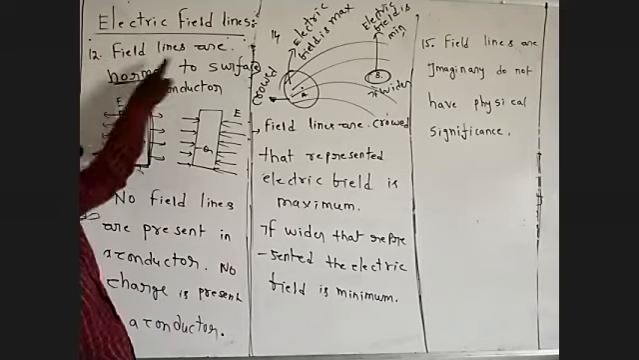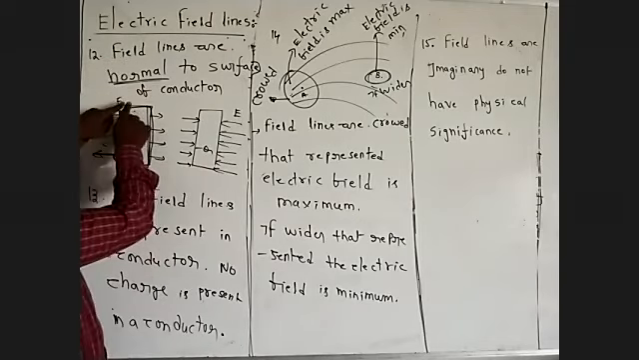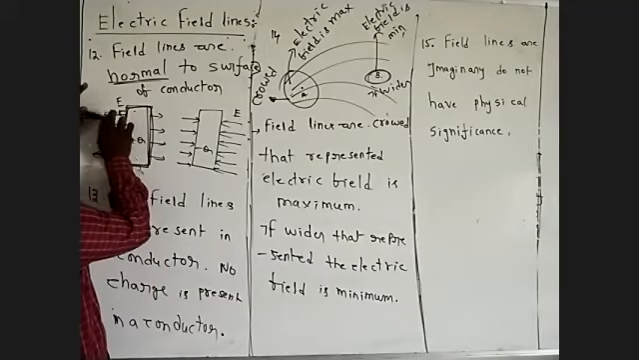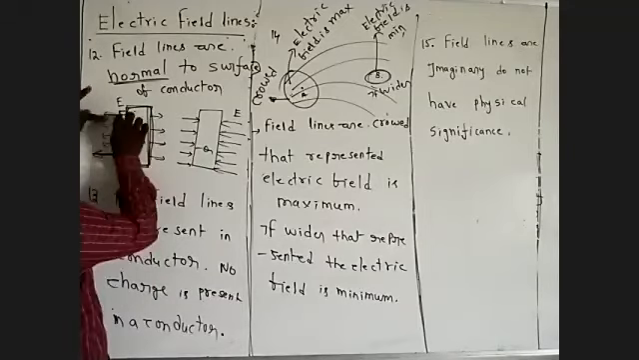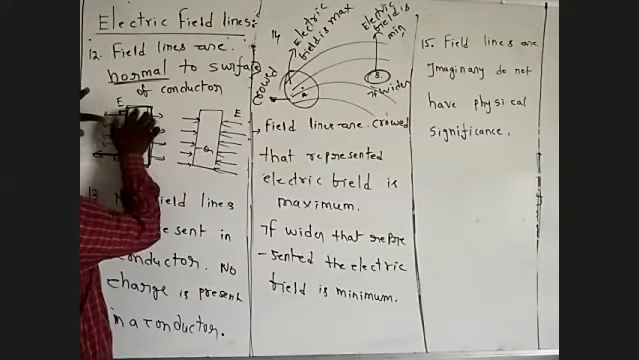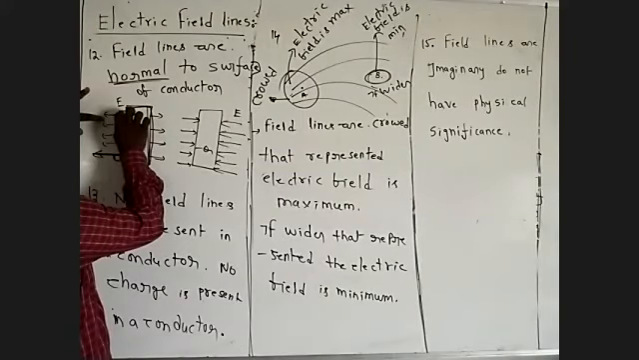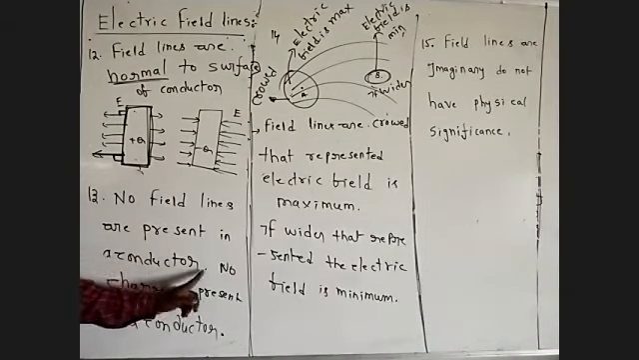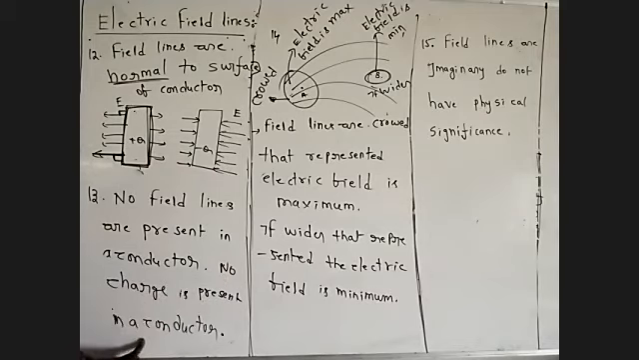Field lines are normal to the surface of the conductor. This is the surface of the conductor and this is a field line. The angle between them is 90 degrees, and 90 degrees means normal, perpendicular. No field lines are present in a conductor. No charge is present in a conductor.